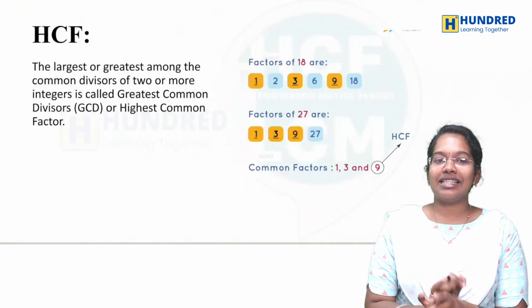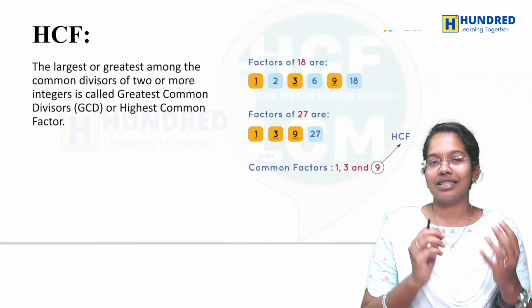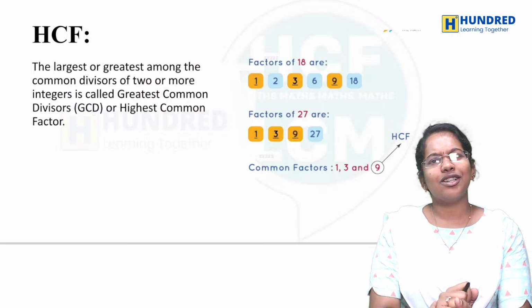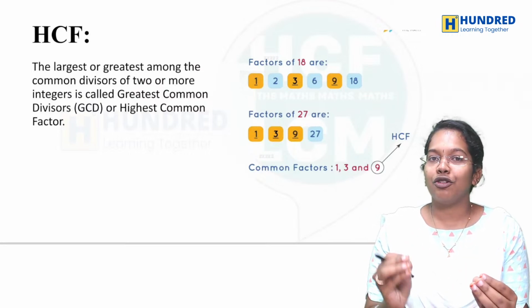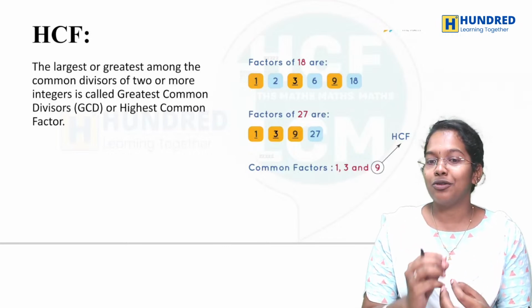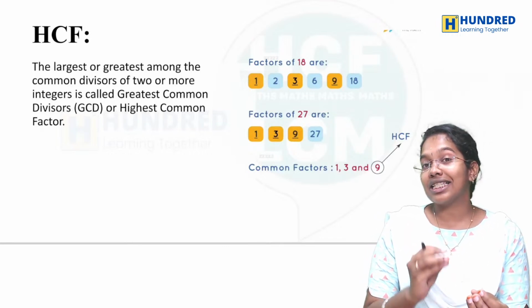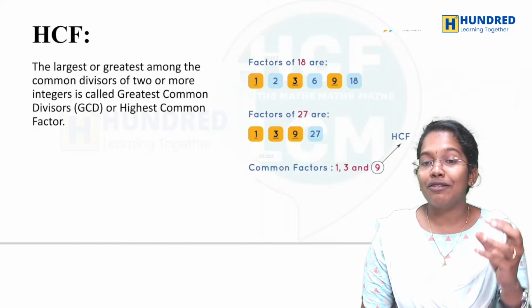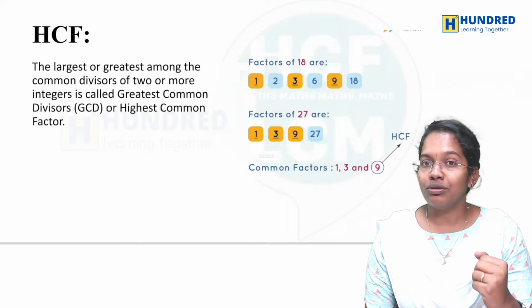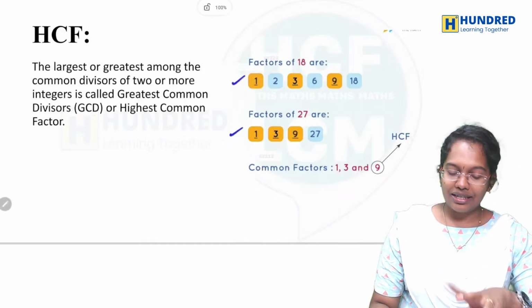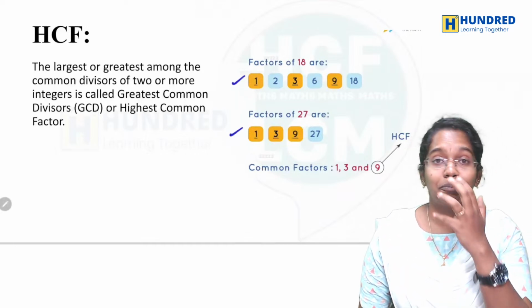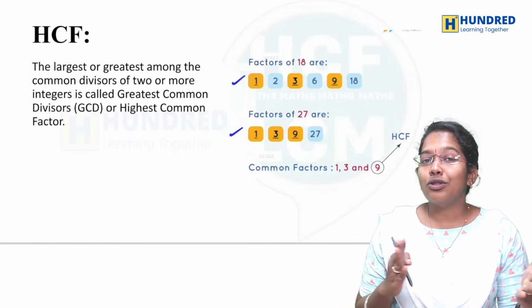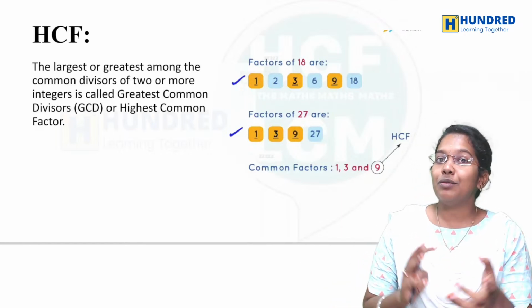Let's start with a refresher on HCF. What is HCF actually? HCF is nothing but the highest common factor, right? When they give you one number or two numbers, you find the factors for each number. After finding the factors, you have to find the common factors among those two numbers. For example, here 1, 3 and 9 will be the common factors between these two numbers, 18 and 27. Out of these three common factors, you have to identify the greatest number.